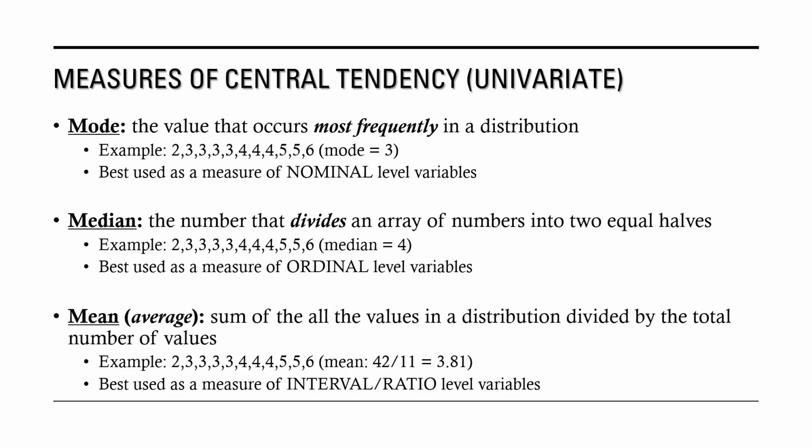So let's dive into univariate statistics in a bit more depth. Again, univariate statistics have to do with understanding the distribution of a single variable. One of the more common types of univariate statistics are measures of central tendency. There are actually 3 different measures of central tendency that researchers can choose from. These include the mode, the median, and the mean. Again, all of these are univariate statistics. The mode is the value that occurs most frequently in a distribution.